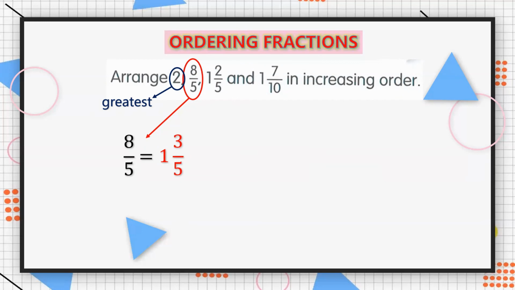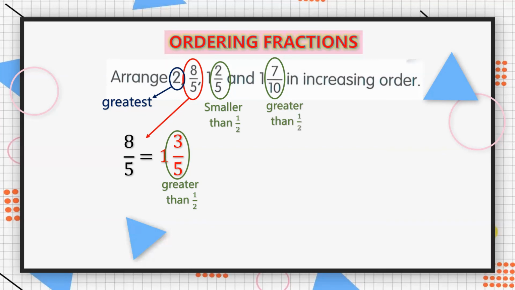So, let's compare the fraction parts. Let's compare them to 1/2. 3 over 5 is greater than 1/2. 2 over 5 is smaller than 1/2. 7 over 10 is greater than 1/2. Therefore, 1 and 2 over 5 is the smallest fraction.